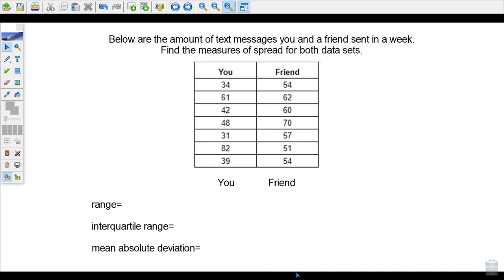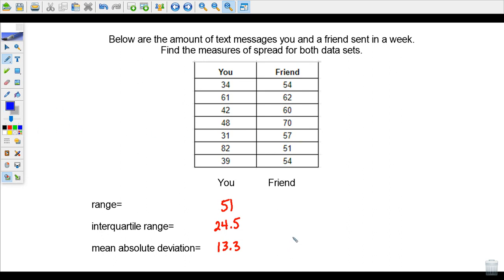Welcome back. Hope that you were successful in your calculations. So I'm going to just go through the measures of spread for you, and then I'll do it for your friend. So measures of spread for you: for the range, I got 51. For the interquartile range, I got 24 and a half. And for the mean absolute deviation, I got 13.3.